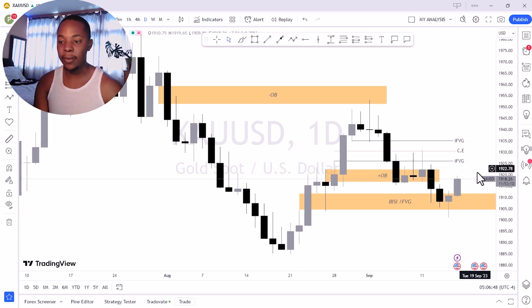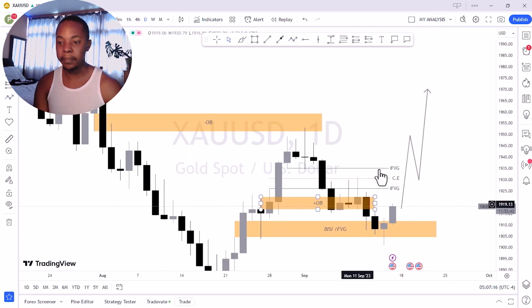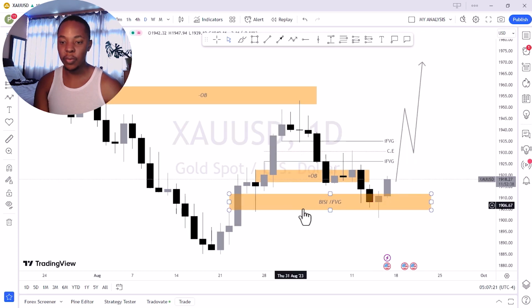And then as you can see now, our price is starting to pick up. So what I'm expecting from here is for this price to go above, and then maybe come back to respect the consequent encroachment of this fair value gap, the inverse fair value gap, and then give us higher prices. So this is what I'm expecting from gold. I don't want it to go lower.